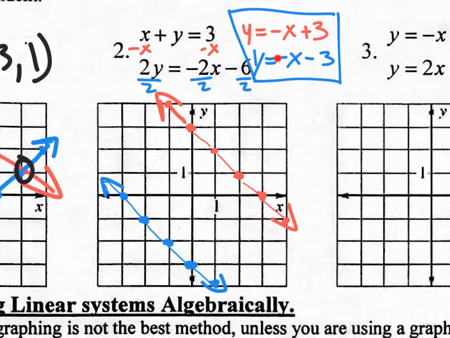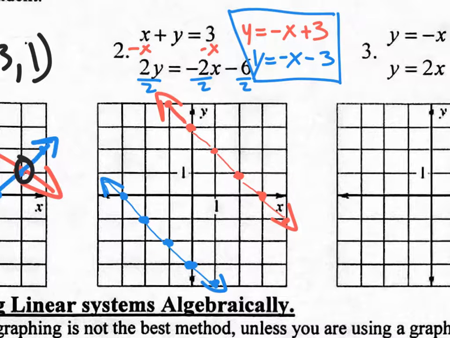This has the same slope, that has the same slope. The only difference is that one crosses the y-axis at 3 and the other one crosses at -3. So this red one crosses at 3, the blue one crosses at -3, but they both go down 1 over 1. So what does that tell us? That the lines are parallel. If they have the same slope, the lines are parallel.